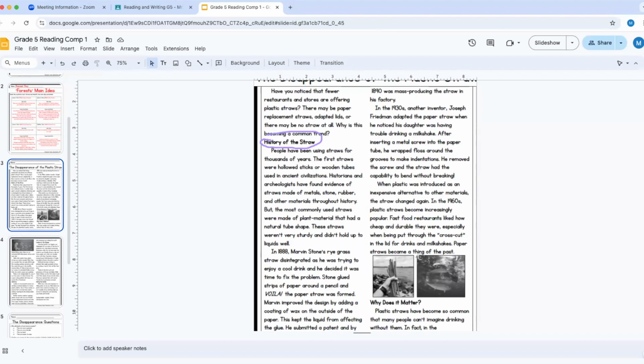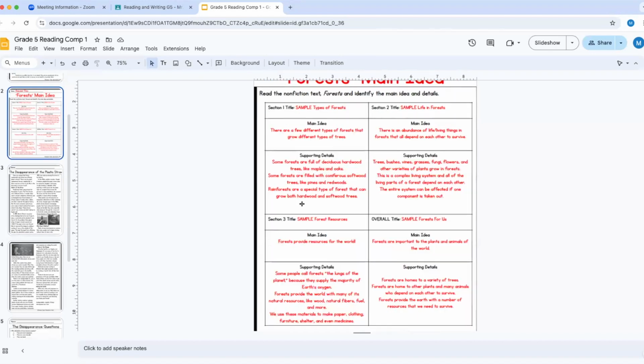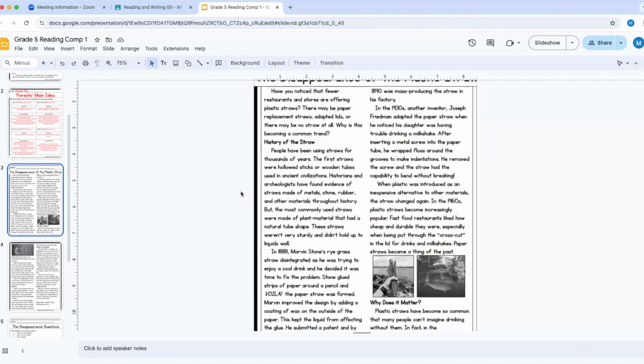Okay, so can everybody read in their head just the section, the history of the straw, and it ends right here, thing of the past. While you're reading, I want you to think, very much like we had in this slide here, what the main idea would be just in that section. Okay, and we'll talk about it after. So read that and just give me a thumbs up when you're done. It's just this section here, history of the straw, and it goes to thing of the past.